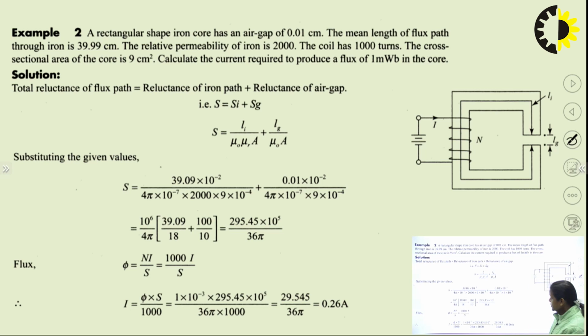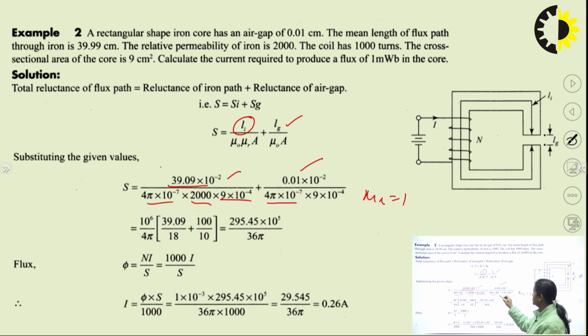So substituting all the values, we know the length of this iron core is given as 39.09, and the length of the air gap is given as 0.01, so 10 power minus 2. We will put all the values in meters here. Then mu naught is 4 pi into 10 power minus 7, mu r 2000 is given, and the area of cross section is 9 into 10 power minus 4. And for air, we know that mu r will be equal to 1, so only mu naught is here. So you will get the total reluctance.